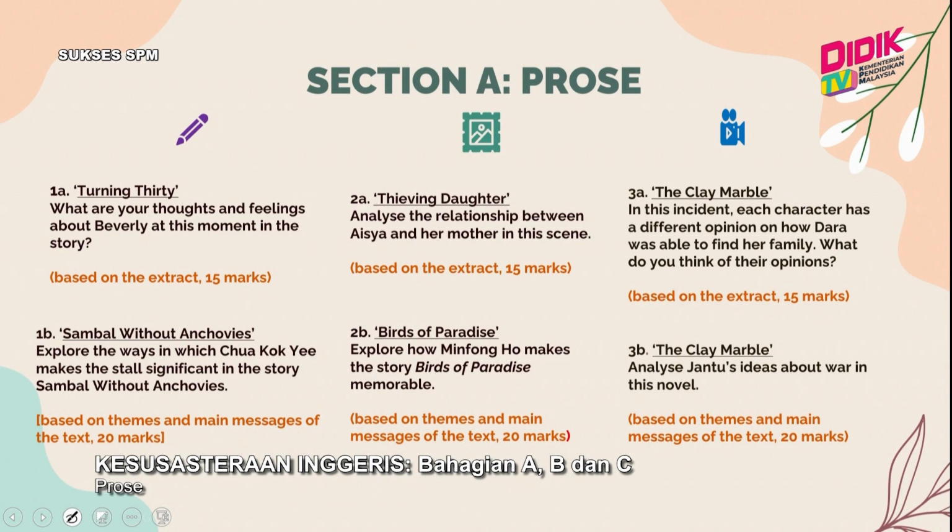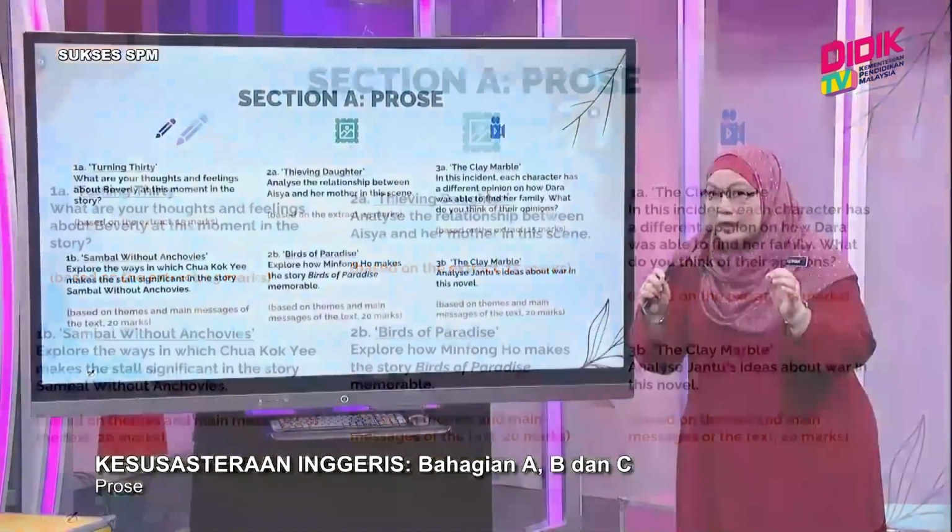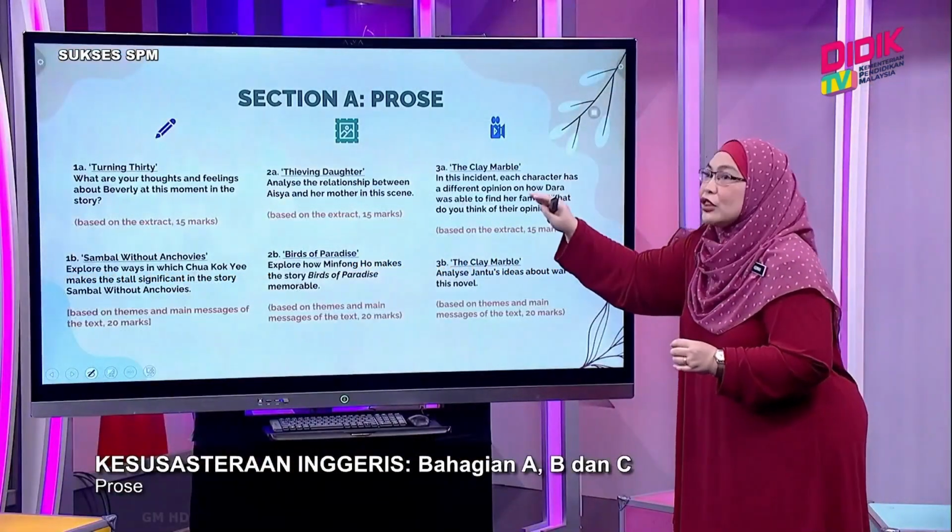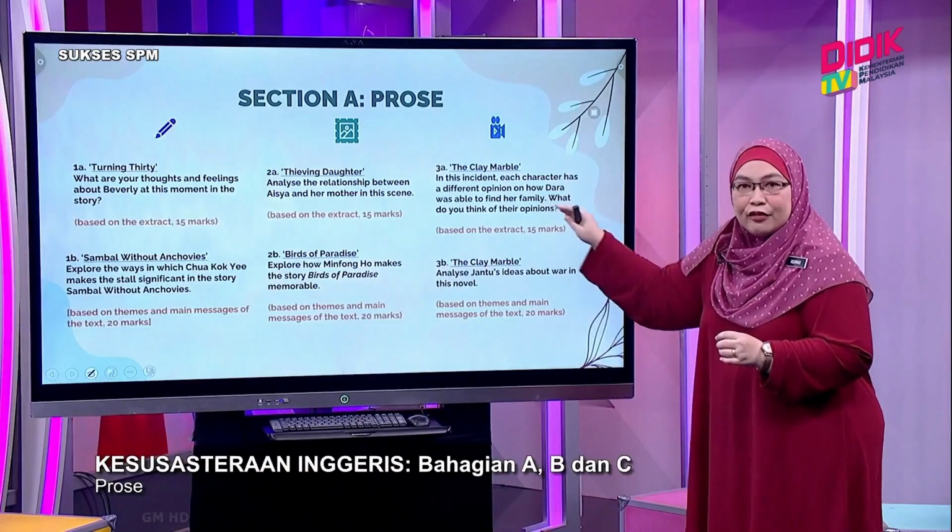That's the question based on Thieving Daughter. And then, if you look at novel 3A, you look at the question, it goes, in this incident, each character has a different opinion on how Dara was able to find her family. What do you think of their opinions? You will realize and remember what your teachers have told you. These A questions are restricted, clearly restricted to the extracts that they have given you.